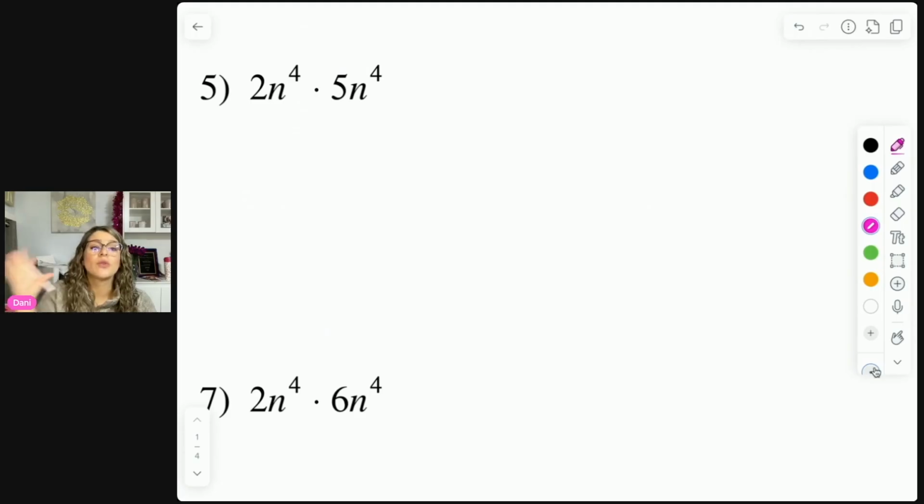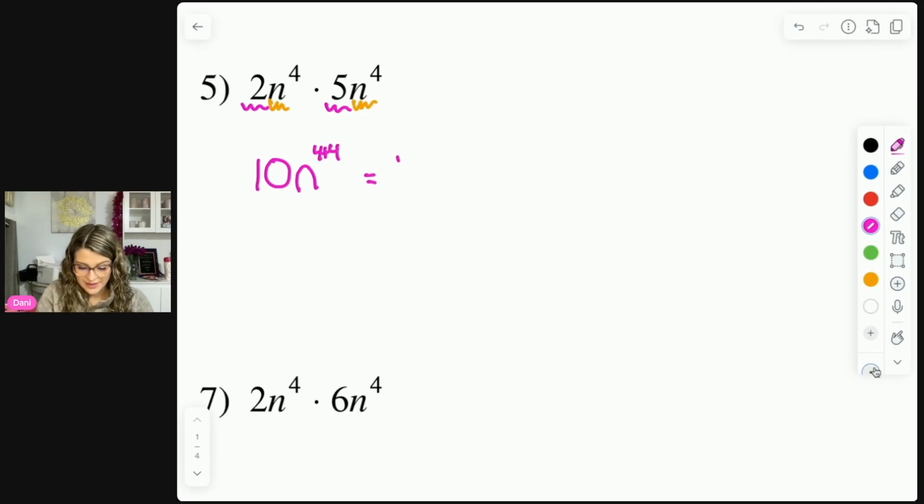All right, but let's get into something more interesting here, like example number 5. With our real numbers, we can straight up multiply those. So the 2 and the 5, we can multiply those. That's going to give us 10. And then we have our variable part, with n to the 4th times n to the 4th. We have the same base, we'll keep that n, and 4 plus 4 is really going to give us 10n to the 8th.